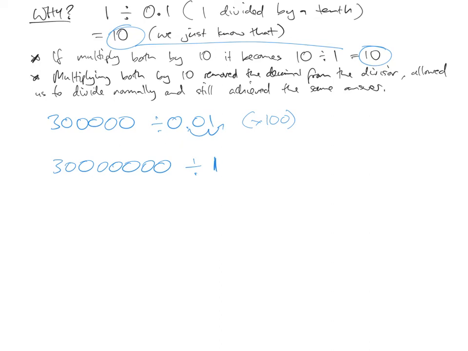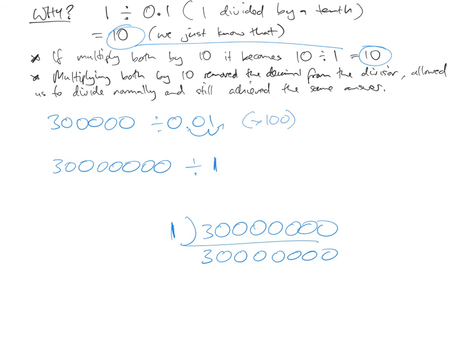Okay, and then you can chuck that into the answer bracket if you wanted, but the answer should be pretty obvious. So 1 into 3 goes 3 times, and then 1 doesn't go into 0. You just write these zeros underneath.